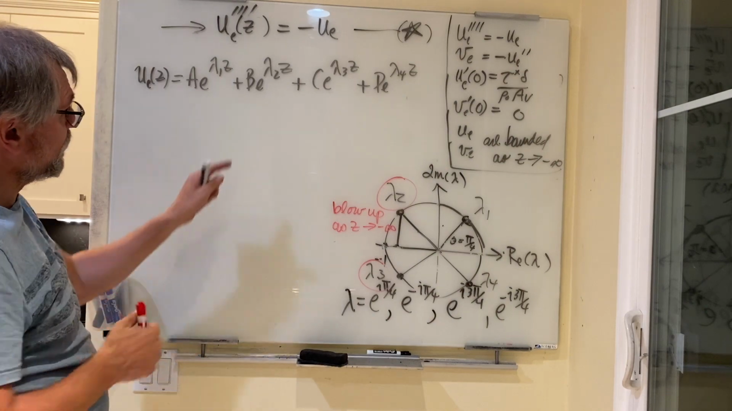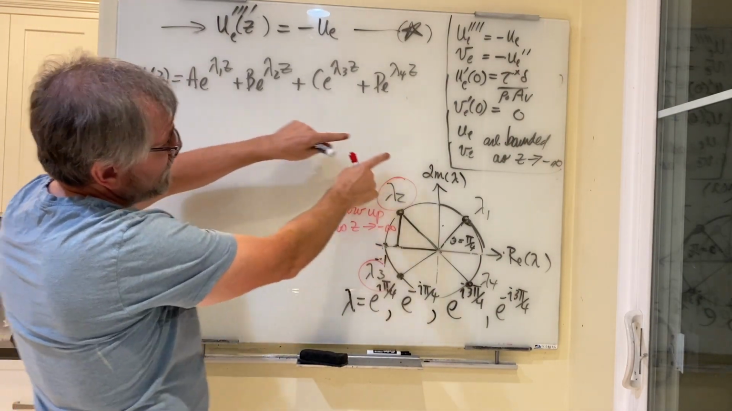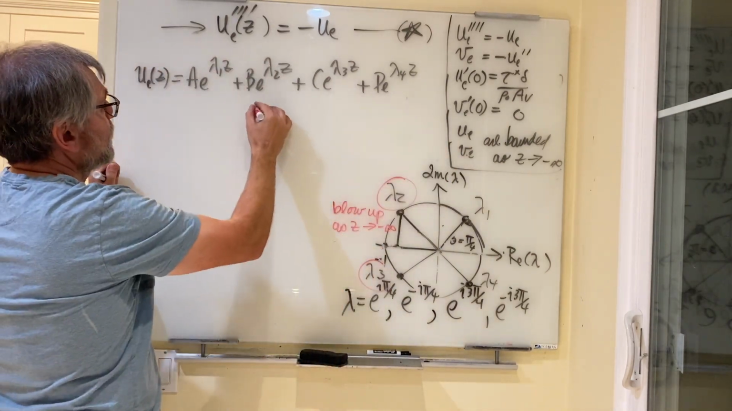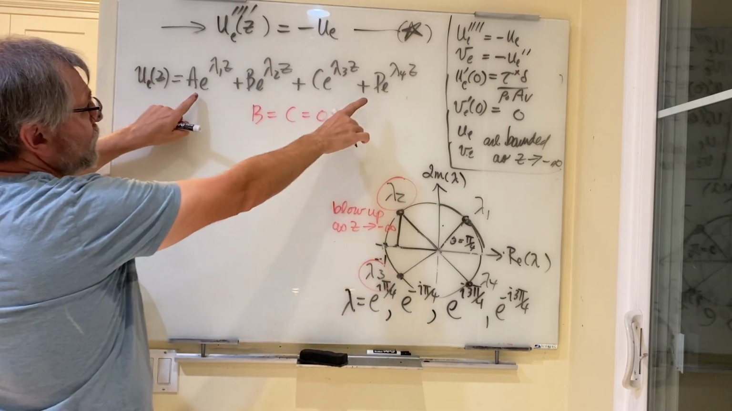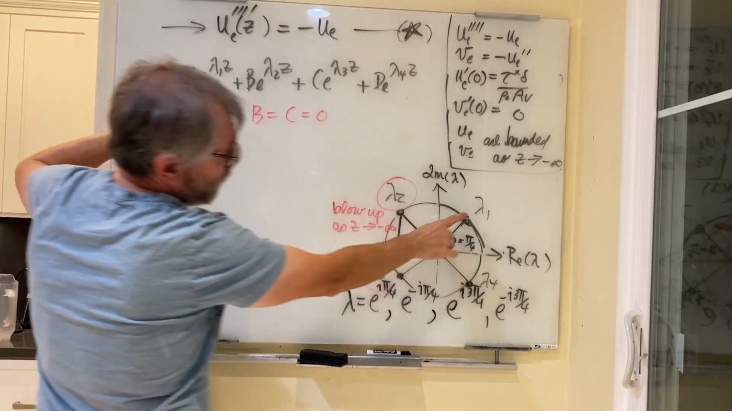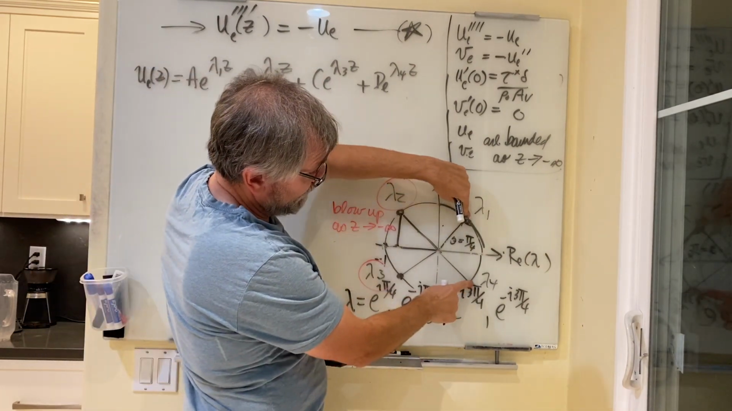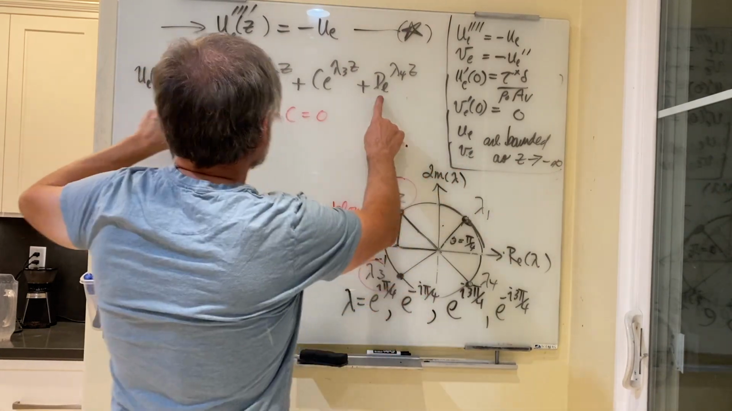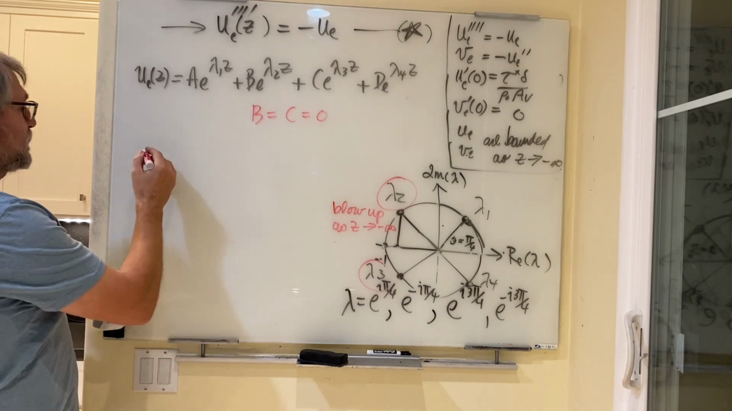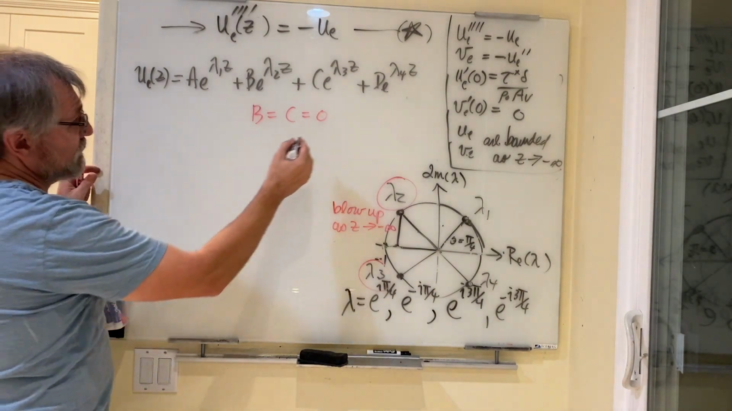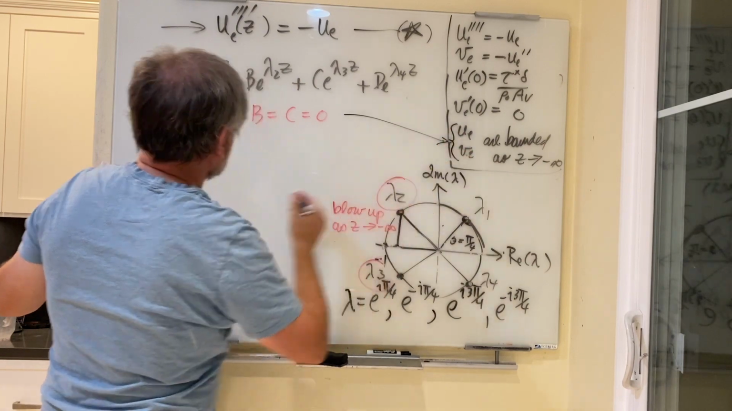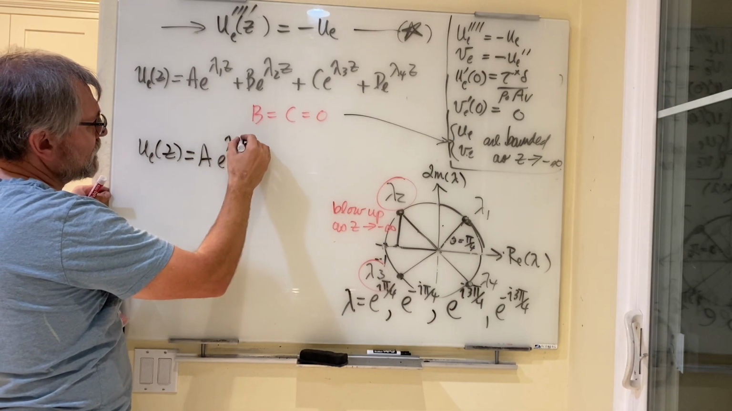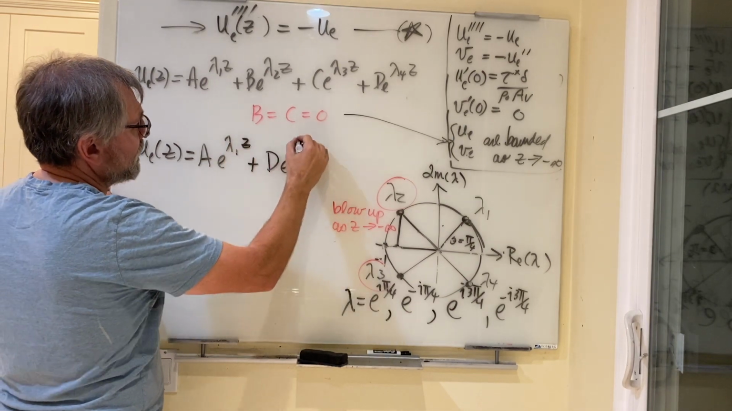And so these two constants, b and c, have to be set to 0 to satisfy this boundary condition. So I can apply this boundary condition, and I get that b is equal to c is equal to 0. And I'm only left with lambda 1 and lambda 4, because both of these have positive real parts. So as z goes to minus infinity, those solutions will decay exponentially, so I can keep those. So the solution becomes u_e of z equals a e to the lambda 1 z plus d e to the lambda 4 z.